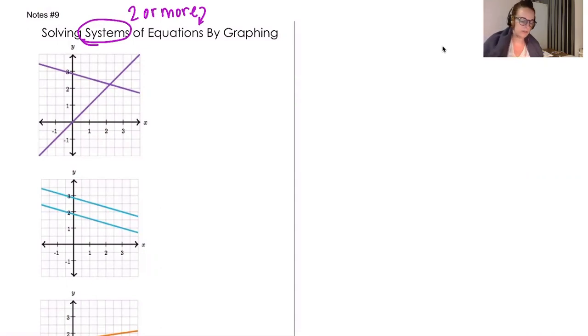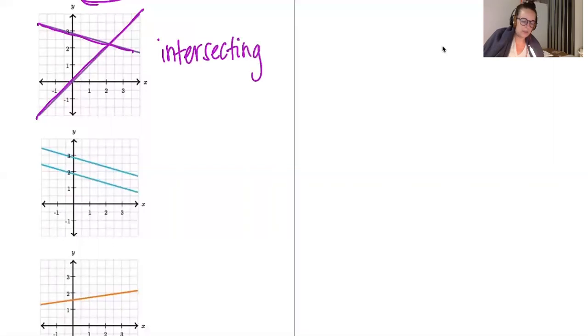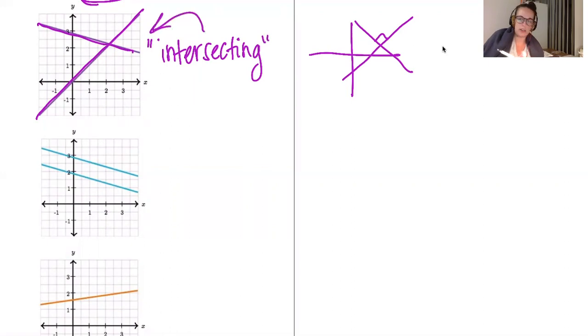So there are sort of three different situations we can have. The first is where one line comes in and the other line comes in, and these are called intersecting graphs. So we learned about perpendicular on Tuesday. That's when they come together at exactly 90 degrees. Those are also intersecting graphs, but intersecting by itself just means that they touch in any way.